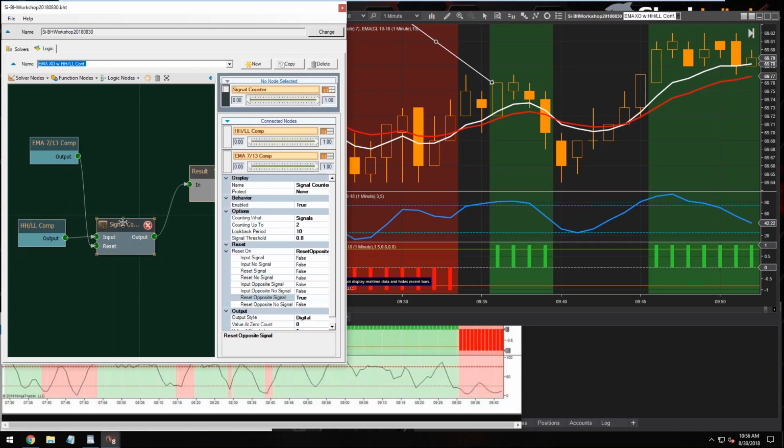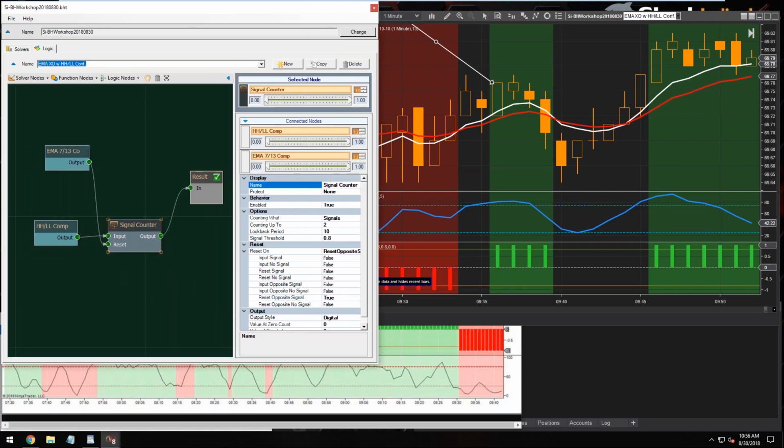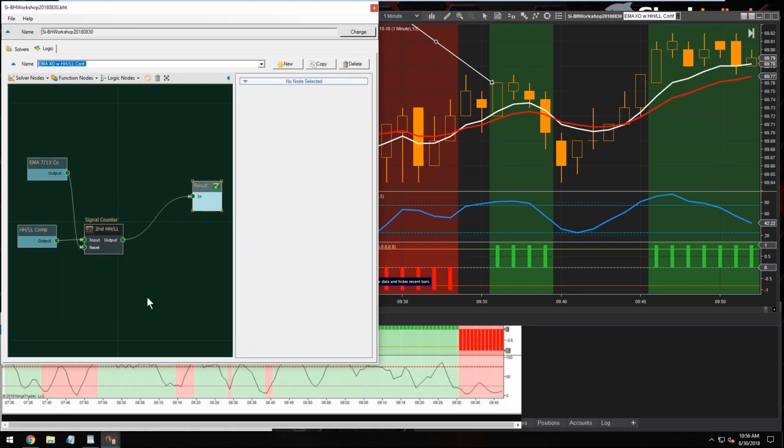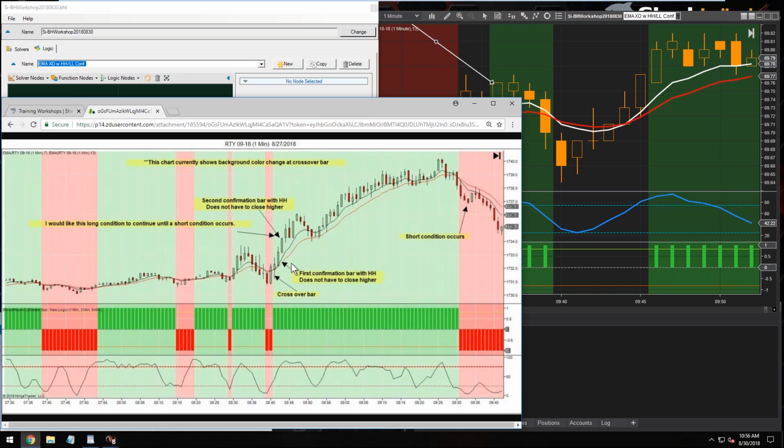So let's see here. I'm going to take this signal counter and rename it here. And we'll call it the second higher high or lower low, right? That is what basically the signal counter is finding for us. And we're almost done there. So we basically have our three requirements here. So if we go back to our screenshot, right, requirement number one is to make sure that EMAs are crossed up or crossed down. Then second requirement is to look for the first higher high. Third requirement is looking for the second higher high.